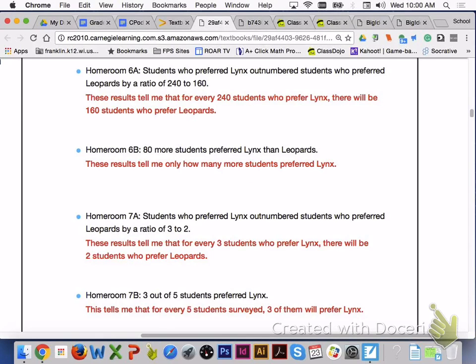When I describe the meaning of the statement for homeroom 6A, these results are going to tell me that for every 240 students who prefer Lynx, there will be 160 students who prefer Leopards. For homeroom 6B, these results are only going to tell me how many more students preferred Lynx. For homeroom 7A, these results tell me that for every 3 students who prefer Lynx, there are 2 students who prefer Leopards. And for homeroom 7B, this is going to tell me that for every 5 students that were surveyed, 3 of them will prefer Lynx.